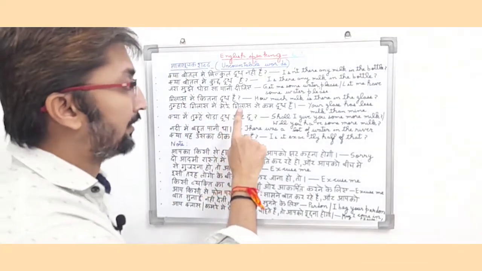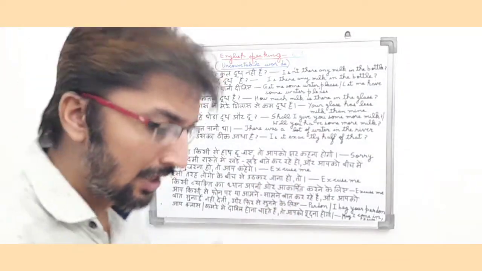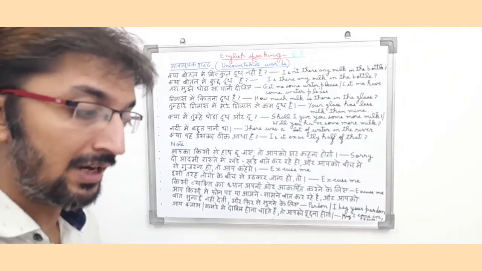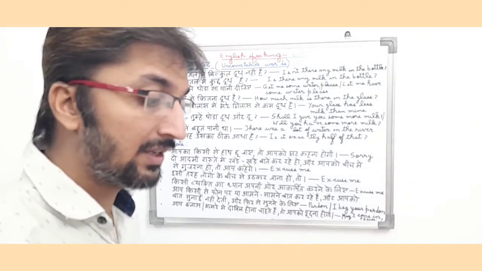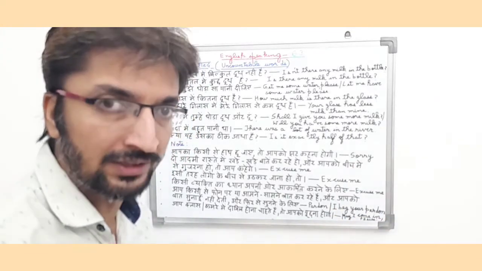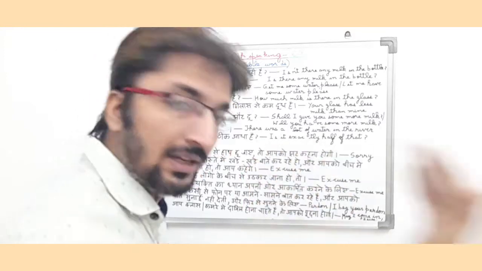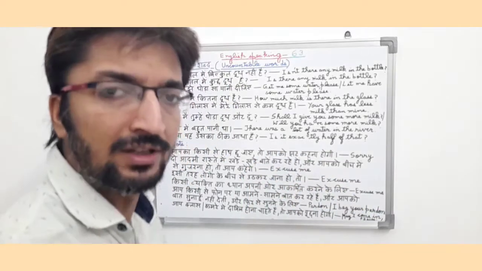ग्लास में कितना दूध है? So in English it means how much milk is there in the glass. So basically this is also a present interrogative sentence because the question means कि ग्लास में कितना दूध है. ग्लास में कितना दूध है means there is no fixed quantity of milk in the glass. There may be milk in the glass, there may not be milk in the glass, or there may be some quantity of milk in the glass.